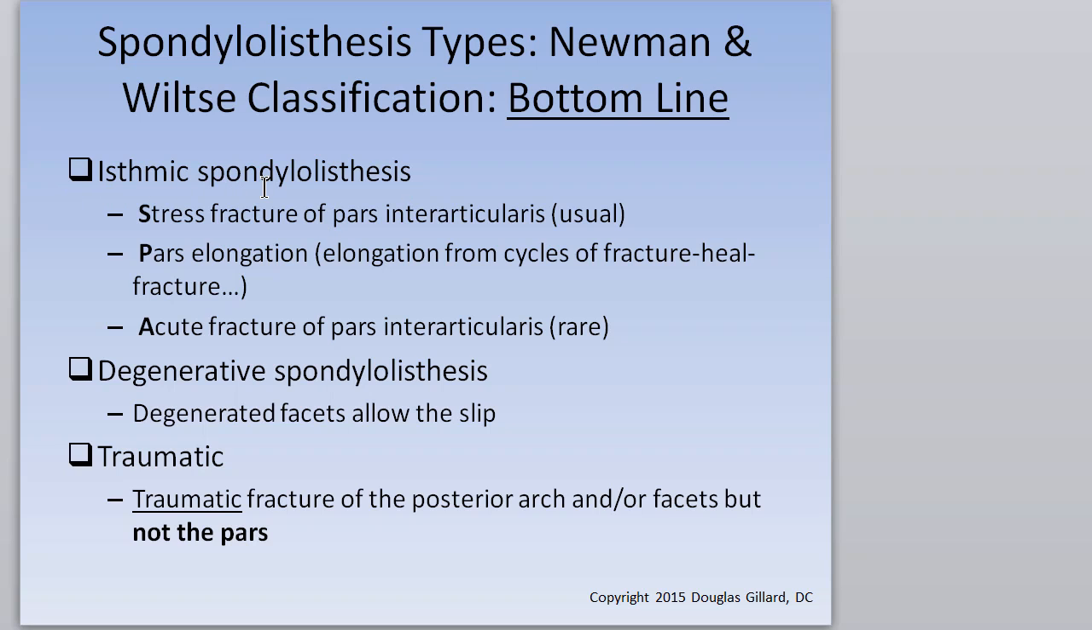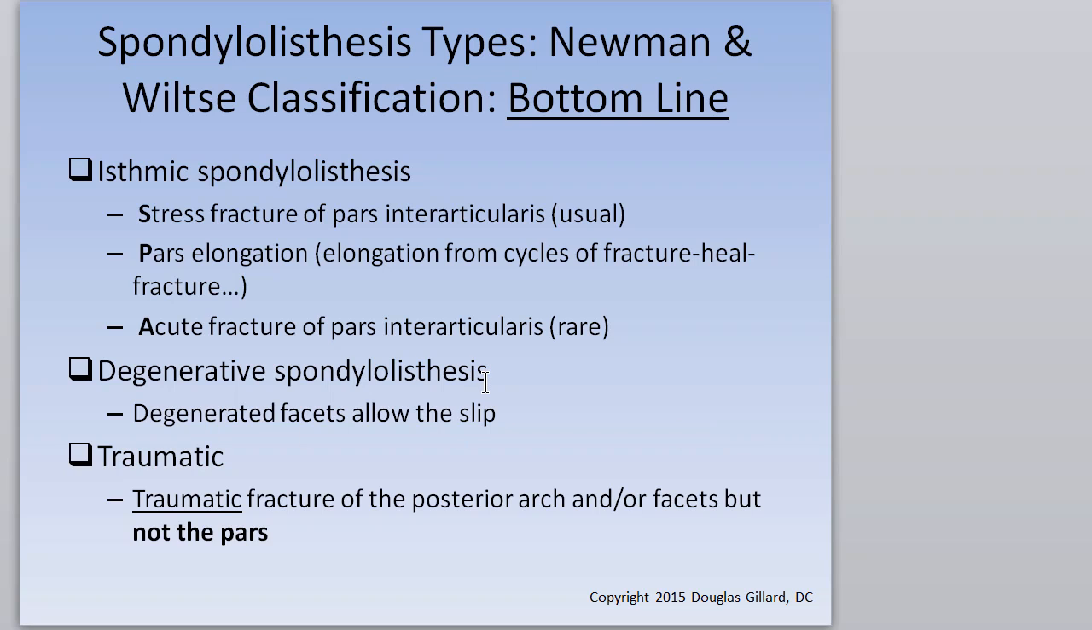Know that the isthmic spondylo is the one we probably encounter the most. It is considered a stress fracture of the pars. It can be a pars elongation. We talked about that. It's a cycle of fracture, heal, fracture, heal. Each time you get a fracture and heal, your pars may grow a millimeter or two. If the kid's been in gymnastics for 5, 6, 7 years, they may have fractured this pars many times, so it gets long. So a pars elongation, until proven otherwise, is one of the flavors of isthmic spondylolisthesis.